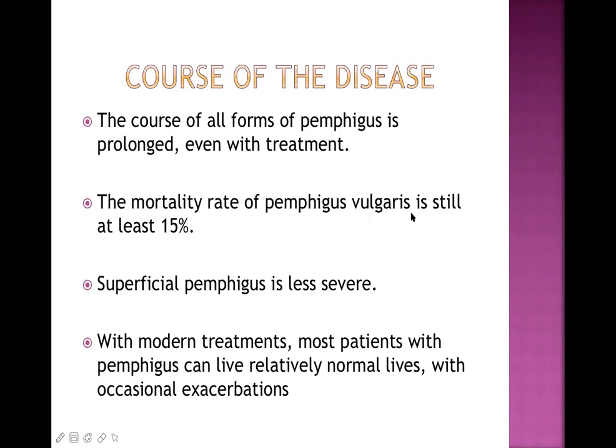The mortality rate of Pemphigus vulgaris is about 15%. And you know what the causes of mortality are? Because of the extensive rupture of those vesicles and bulla, there is a high chance of infection, dehydration, electrolyte imbalance, as well as malnutrition. With modern treatment, most patients with pemphigus can live a relatively normal life with occasional exacerbation. This is a very good point.